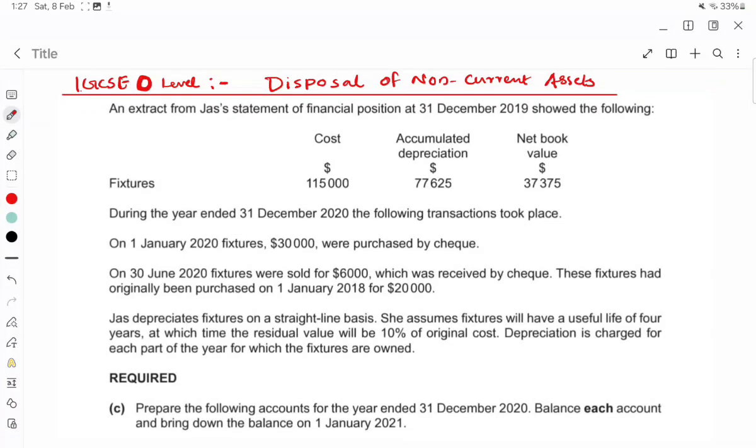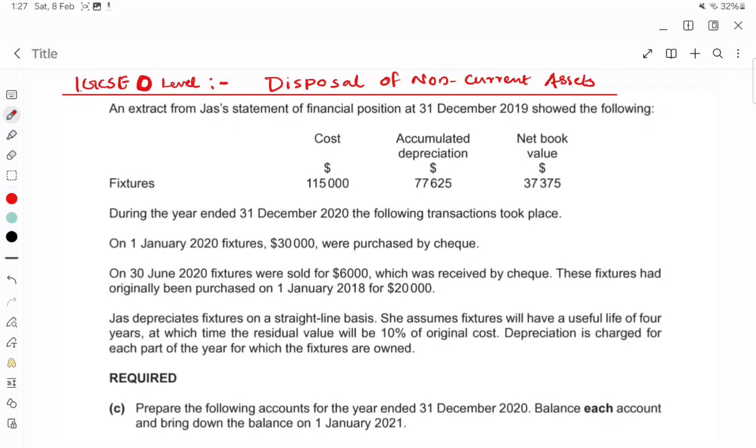In this video, we will be talking about the disposal of non-current assets, which is there in the IGCSE O-level textbook. So this is the past paper for 2021. While going to the question paper, you can see some additional information given.